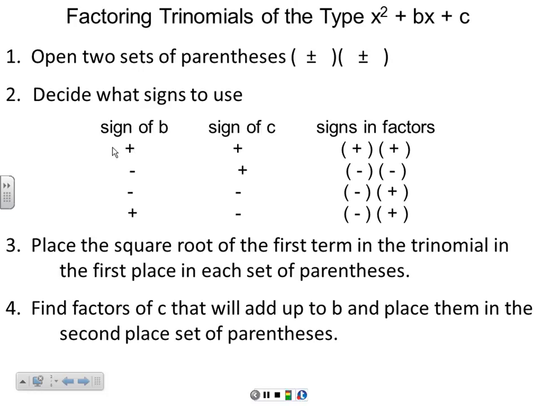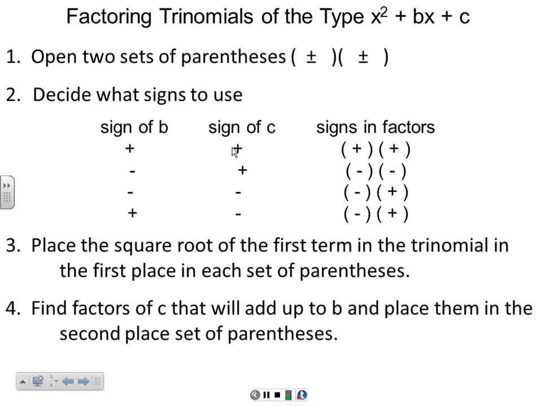These are the signs in your problem. So if you have a plus and a plus in your problem, like this, then your answer is going to have a plus and plus. If you have a minus and a plus in your problem, then your answer is going to be minus and minus. And if you have a negative and a negative in your problem, your answer is going to be negative and positive. And if you have a plus and minus in your problem, then your answer is going to have a negative and a positive.